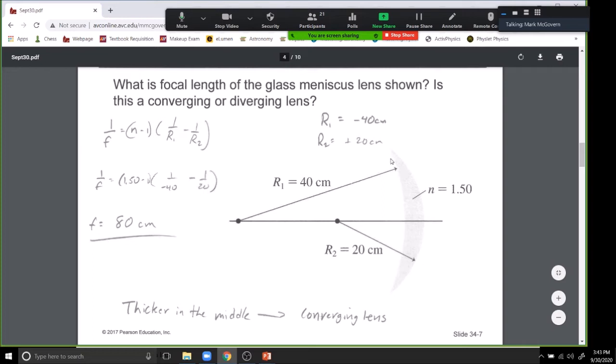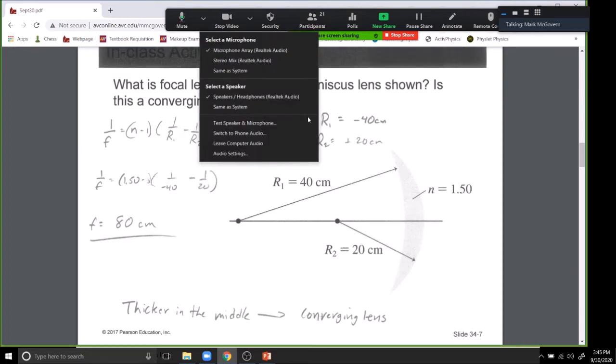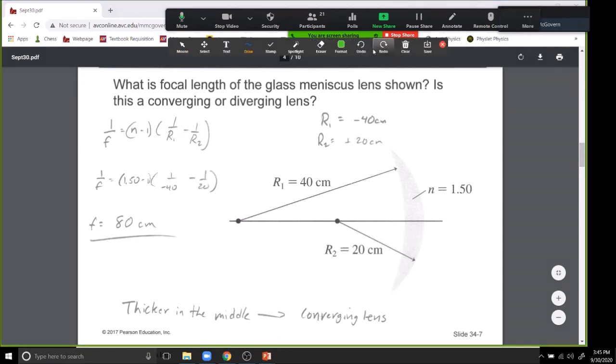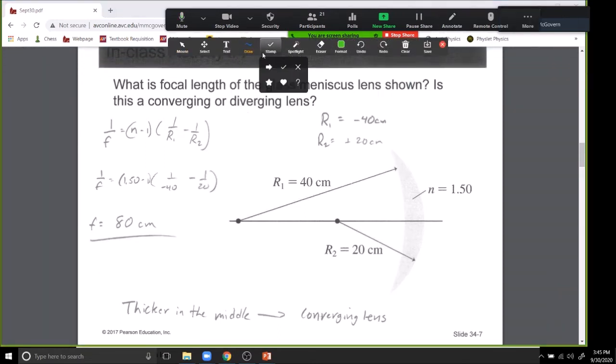But this one's just a straightforward convergent lens, 2 concave toward. Sorry, let me annotate this. I got to redo the slide because it's right. This is negative here, not positive. And then this becomes positive here. And then we get our 80.